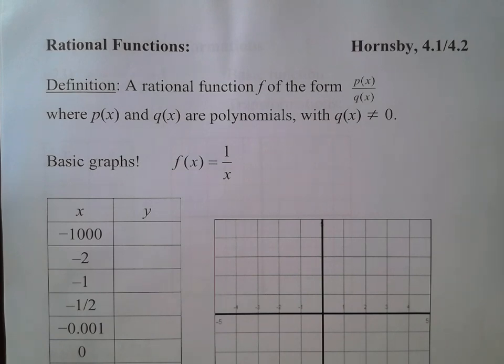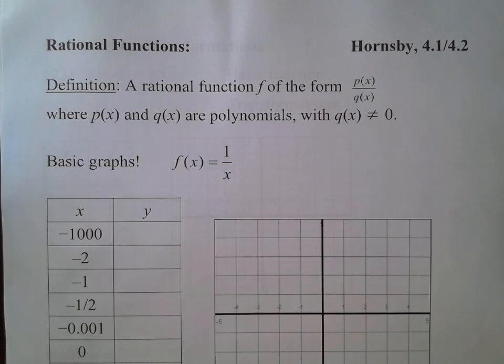A definition: a rational function is a function of the form p of x over q of x, where p of x and q of x represent some polynomials. We're going to divide two polynomials, and anytime we divide, we want to make sure that the denominator does not equal 0, since we can't divide by 0. So q of x, no matter what polynomial that is, should not be 0.